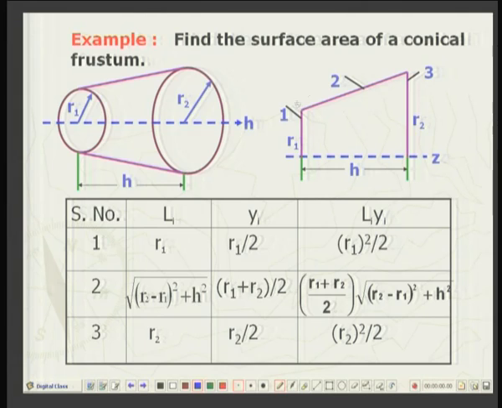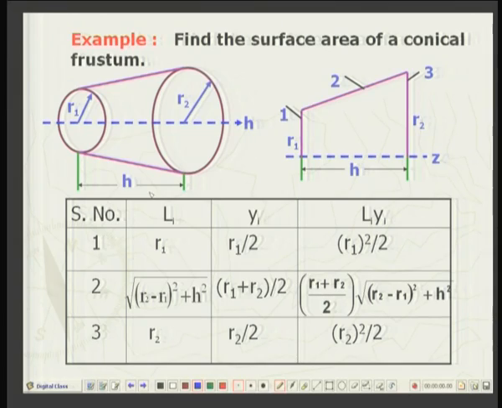and the length of this slant surface will be this length. Now, the calculation of the surface area can be very conveniently carried out in a tabular form. 1, 2, 3 are the 3 segments. Now, the length of segment number 1 is R1, the centroid will be at the mid height R1 by 2, and the length into the height of the centroid will give me R1 into R1 by 2. So, this will be R1 square by 2.